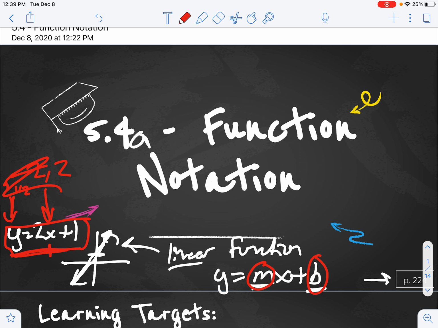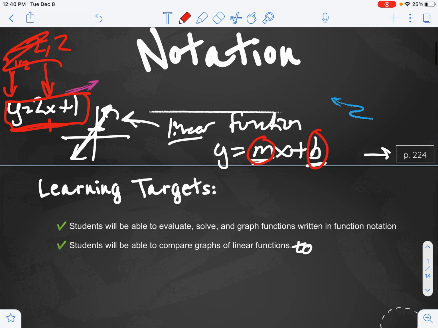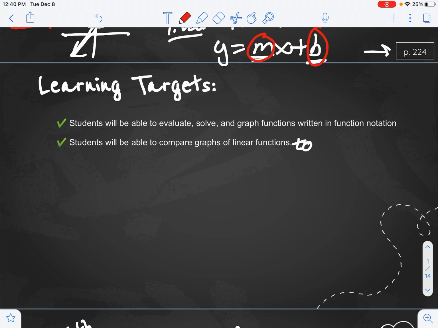So today we are going to look at a little bit of vocabulary and just change and tweak one term, and then tomorrow we're going to dive into a couple of different types of linear graphs. So our learning targets: students will be able to evaluate, solve, and graph functions written in function notation. There's our key word. We will dive into what that means here in a second. Students will be able to compare graphs of linear functions. We're going to get into that today, but that's going to be more of tomorrow's learning target.